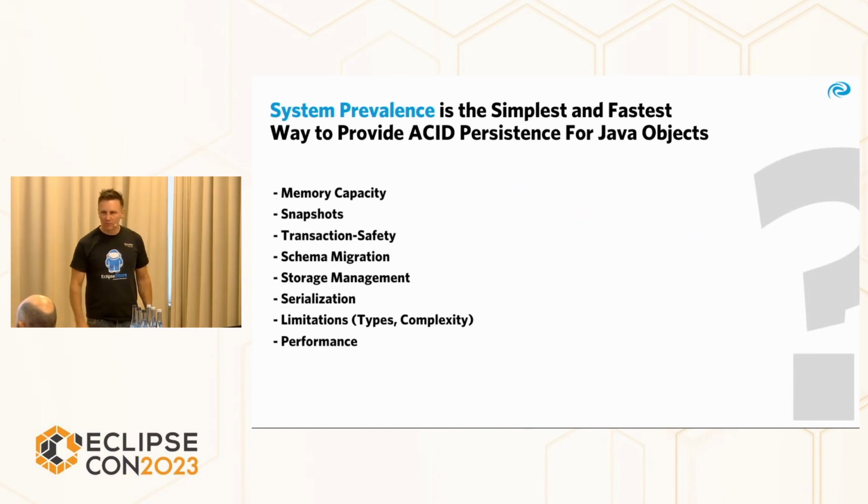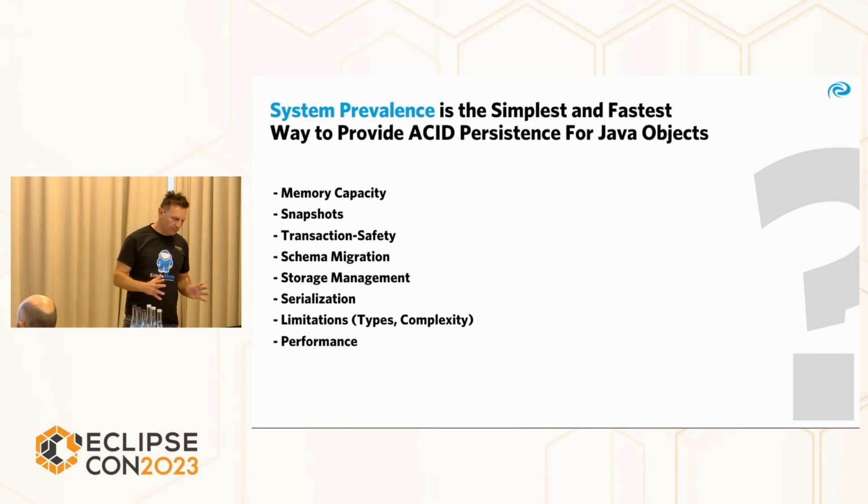Probably. There are some challenges with this functional principle because of memory capacity. If I have all data in memory, it's limited. Creating a snapshot of the whole system state takes too long. Transaction safety is missing here. Schema migration, challenging. And so on. There are a lot of challenges.